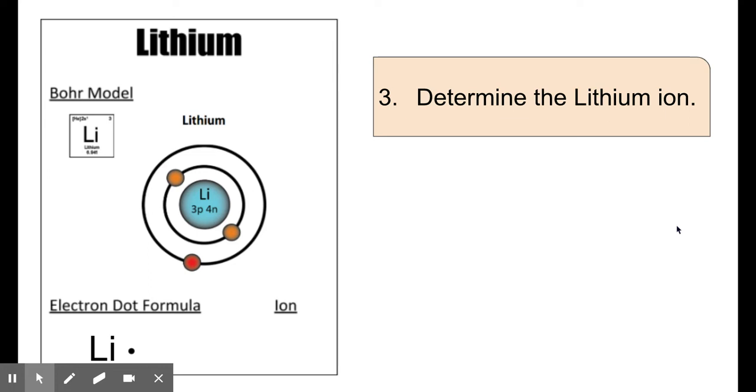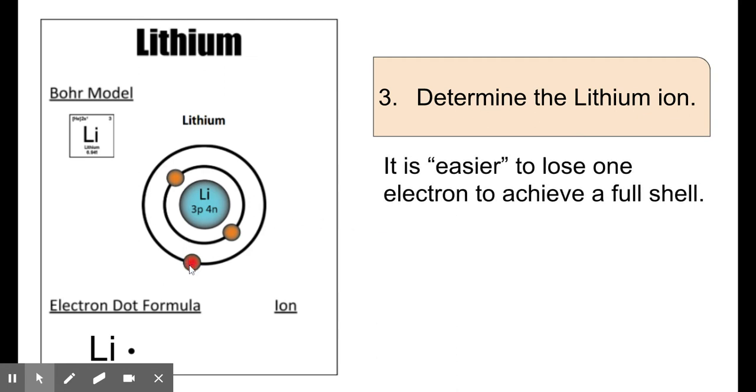Next, we're going to determine the lithium ion. Atoms are either going to lose or gain electrons when they form these chemical bonds for ionic compounds. Let's look at lithium. It has 1 valence electron. It is likely going to lose that 1 electron. It's easier to lose 1 electron than to gain 7 more to complete its octet. You might remember from our notes that the octet rule says that atoms are going to either try to gain, lose, or share electrons to have a complete set of 8 valence electrons. And it's going to lose 1 rather than gain 7.